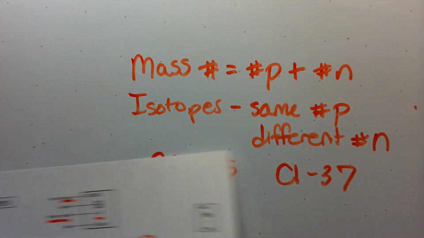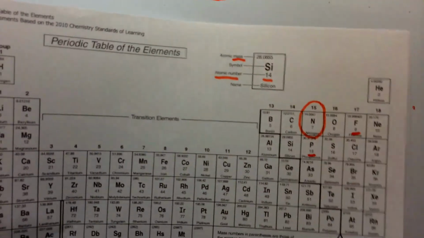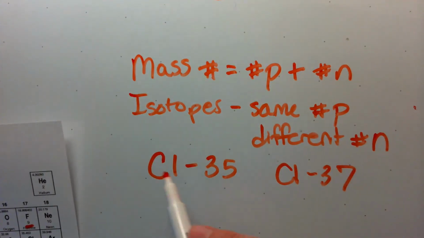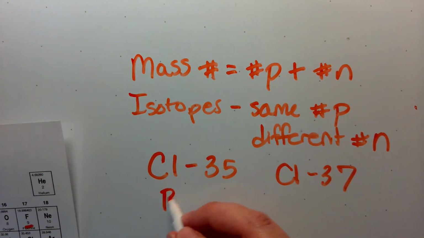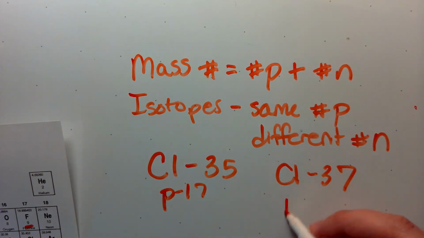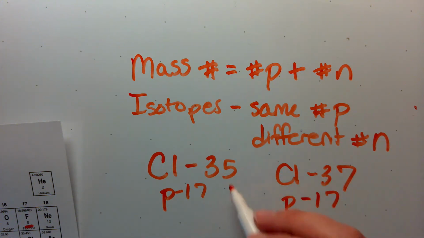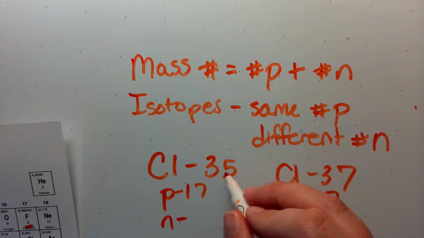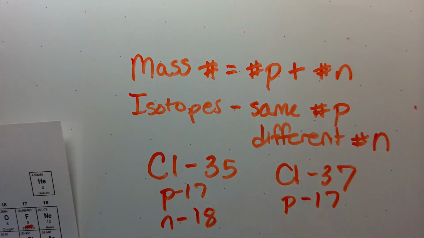Okay, now, if we look at the periodic table, chlorine has an atomic number of 17. Okay, so we know that chlorine 35 has 17 protons. And so does chlorine 37. It's always going to have 17 protons because that's the atomic number. Where it's going to differ is in the neutrons. So if I want to figure out the number of neutrons in this isotope of chlorine, chlorine 35, I would say 35 minus 17, there's 18 neutrons there. And for chlorine 37, I would say 37 minus 17, so there's 20 neutrons there.